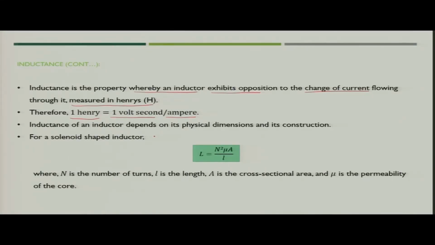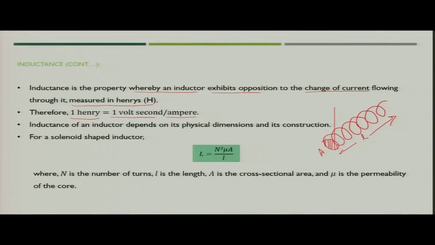So, the inductance of an inductor depends upon the physical dimensions also. Suppose you have a coil like this and you are asked to find out the value of inductance. See, the coil will have its own cross sectional area. So, let us say it is A and the length is L.